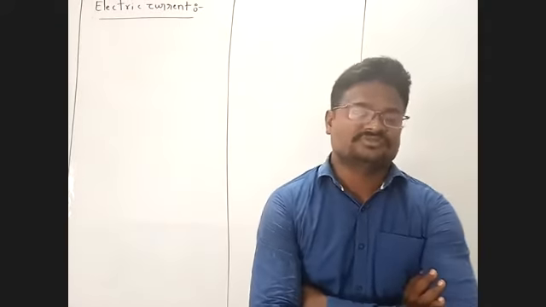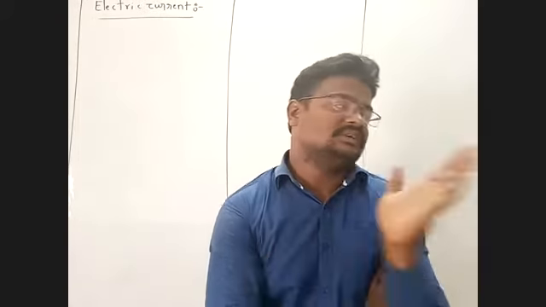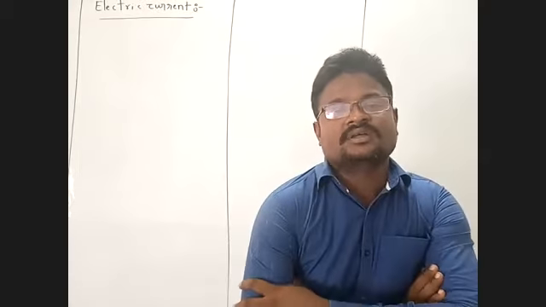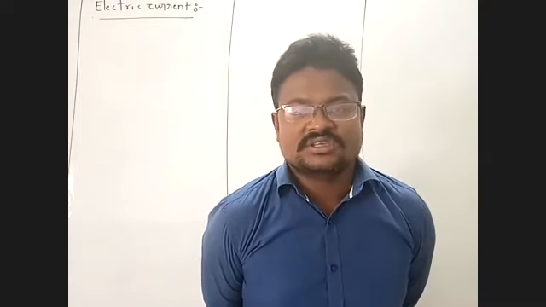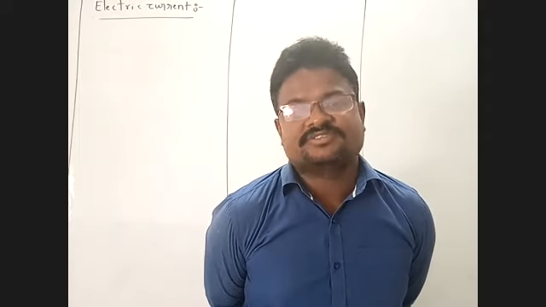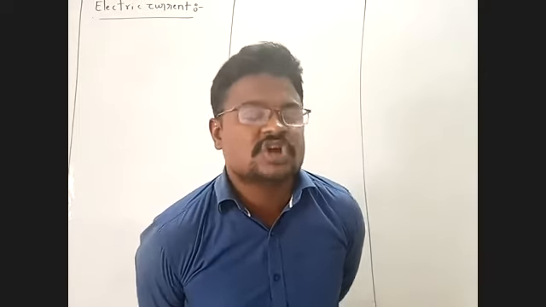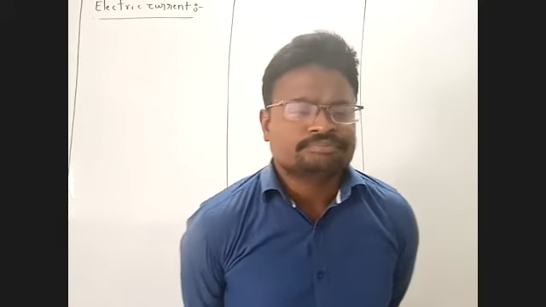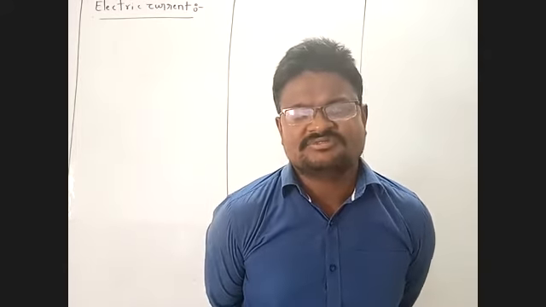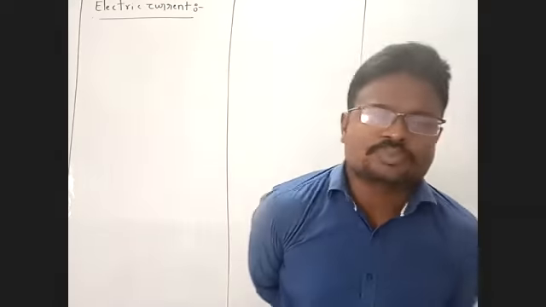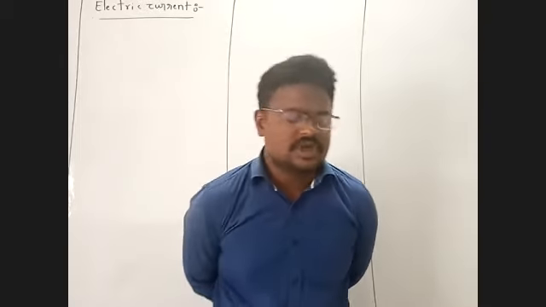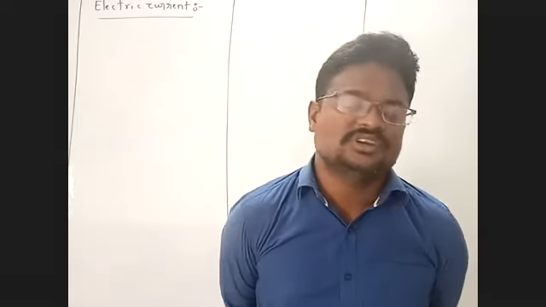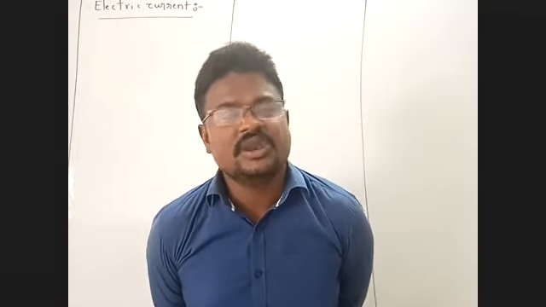Next, drift velocity. The formula is I = nAVd q, where I means current, n means charge density per volume, A means area, q means charge of the electron, maybe positive or negative, and Vd means drift velocity. Next, potential difference. When charge moves from one point to another point in an electric field, there exists a potential difference. That is potential difference.